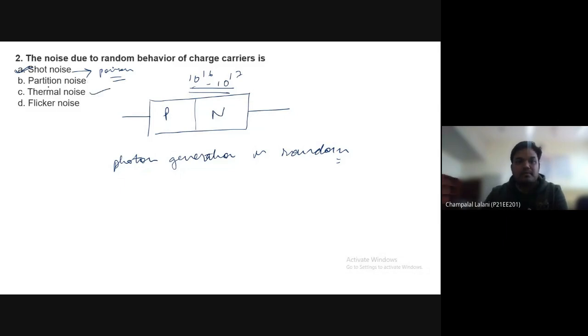Can anyone tell me what partition noise is? Partition noise is basically this: current is flowing like this, and if there is any division in current, if the current needs to divide between 2 or 3 paths, then there is partition noise. So partition noise is when there is a division of current. Here, the random behavior is obviously not due to partition noise. Partition noise is something different.